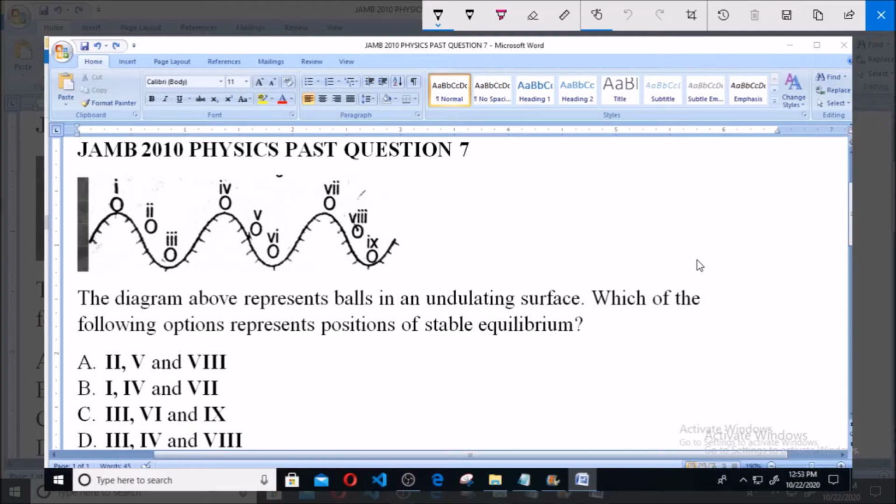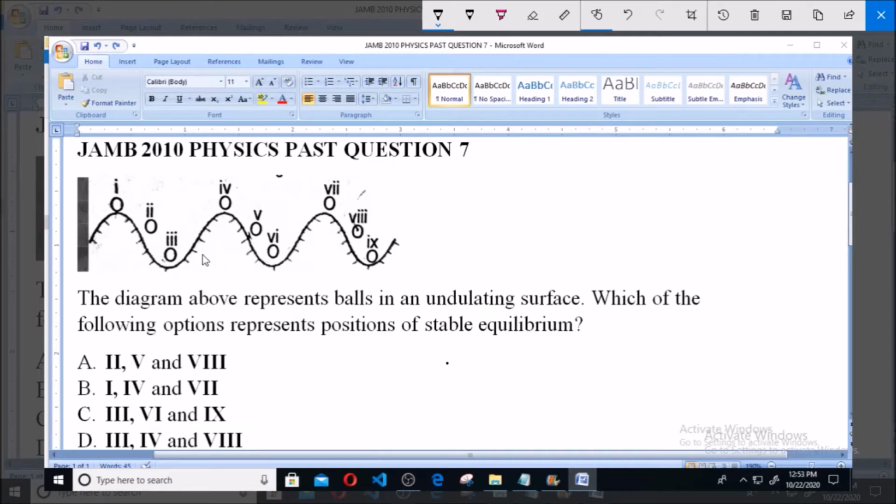Hello and welcome. I will be answering JAMB 2010 Physics Past Question 7. So you have a diagram here and you have to use it to answer the question. Now the diagram above represents balls in an undulating surface. Which of the following options represents positions of stable equilibrium?